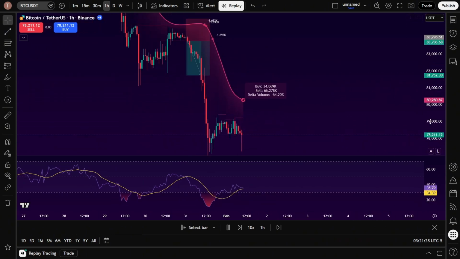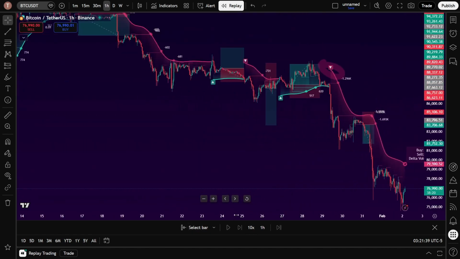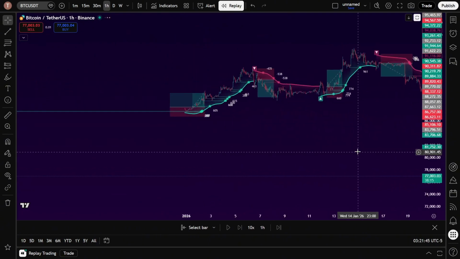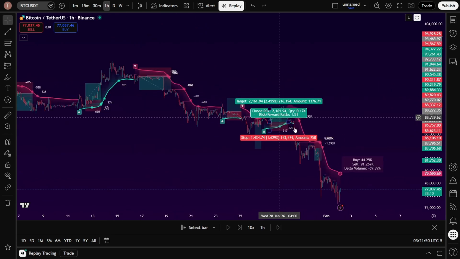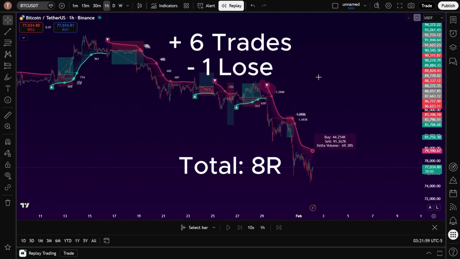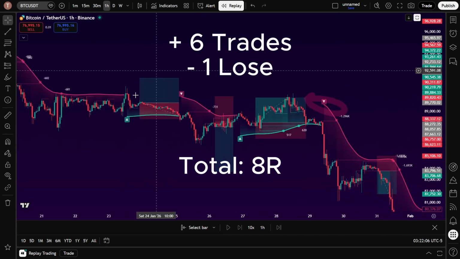There is no other trade from now on. How many trades have we taken and how many of them were successful? As you see here, 1, 2, 3, 4, 5, 6. 6 successful positions, just 1 unsuccessful trade. It was break even. There's just 1 stopped position.